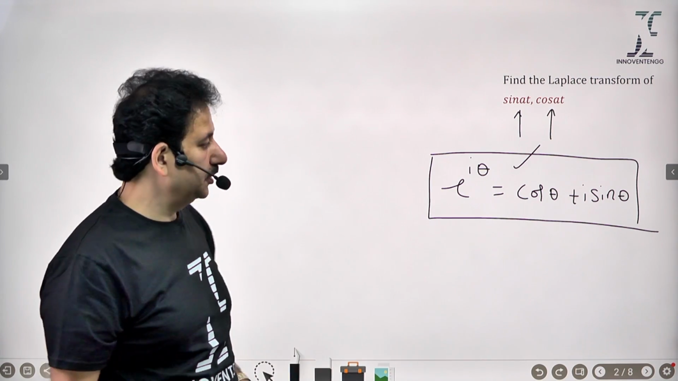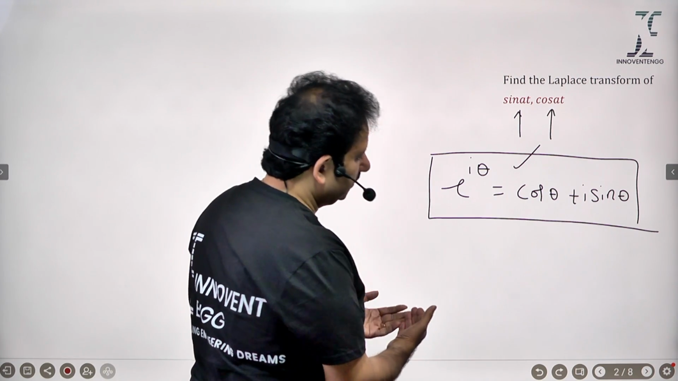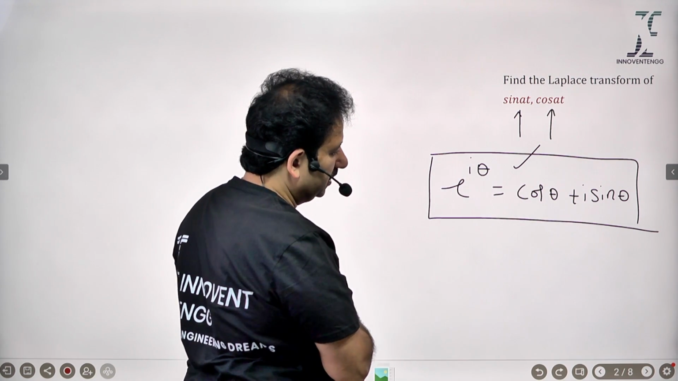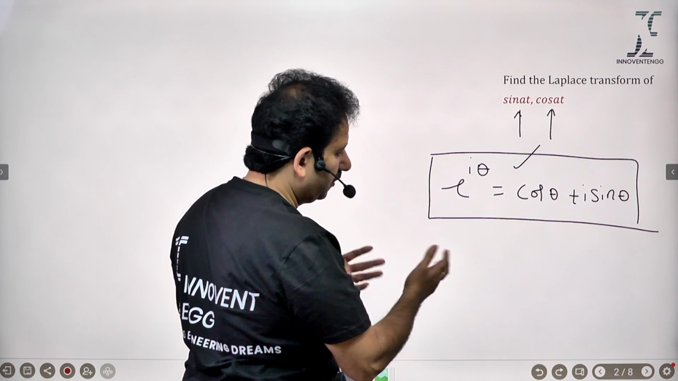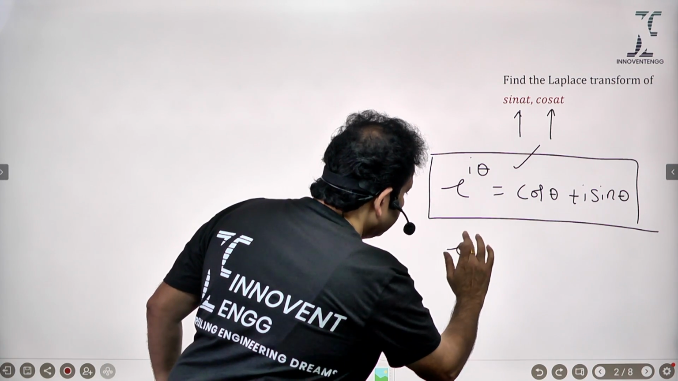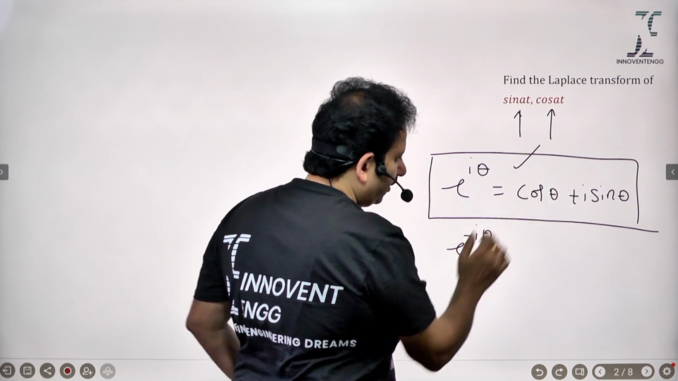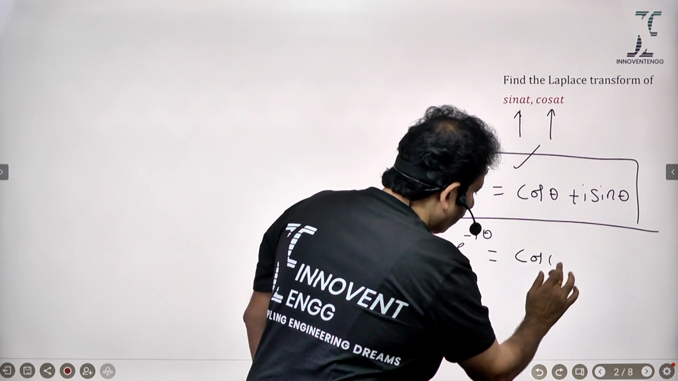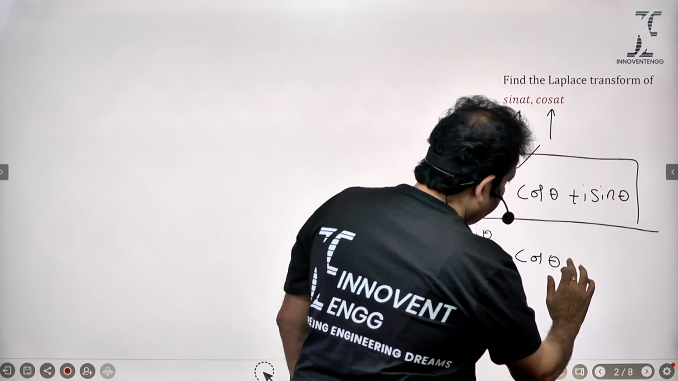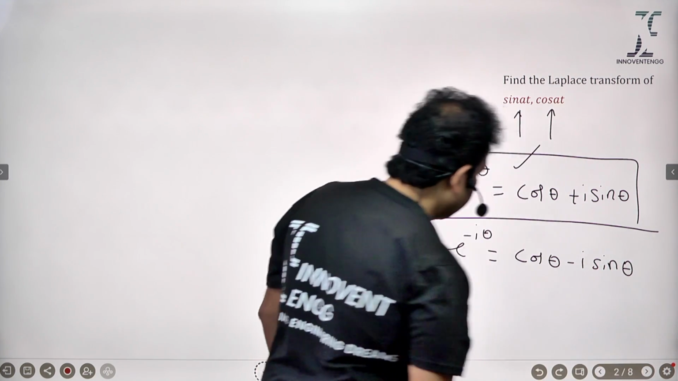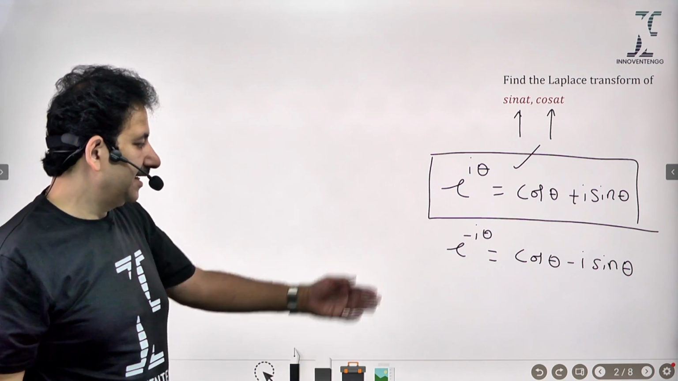That is the advantage. Of course, if you want, you can express the sine in terms of exponential terms, cos in terms of exponential terms. How do you do it? It's very simple. If you write e power minus i theta, since cos is an even function, it's going to be cos theta. Since sine is an odd function, what happens? It's going to be minus i sine theta, right? So this is what exactly you're going to get.